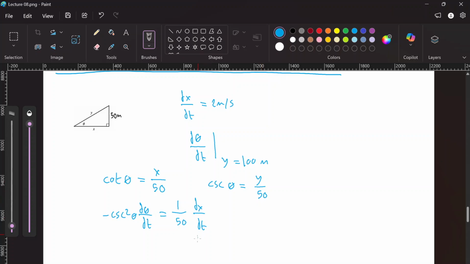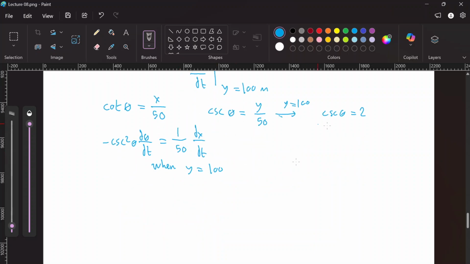Now y equals 100, so we get 2, right? Cosecant theta equals 2 when y equals 100. Let's substitute these values. So when y equals 100, we get, substituting cosecant, minus 2 squared, which is minus 4, d theta over dt equals 1 over 50 dx over dt.